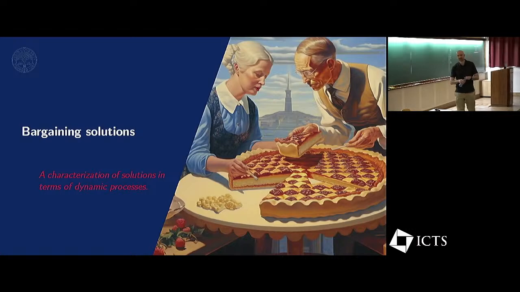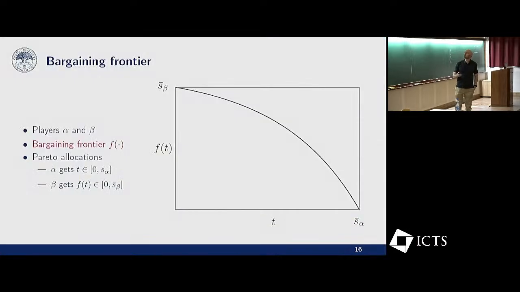This is separate, this is different. These are some people sharing a pie, by the way. It's bargaining, they're sharing a pie. This is a bargaining frontier. So most of this section is going to be visual. It's a bargaining frontier. What does it show us?